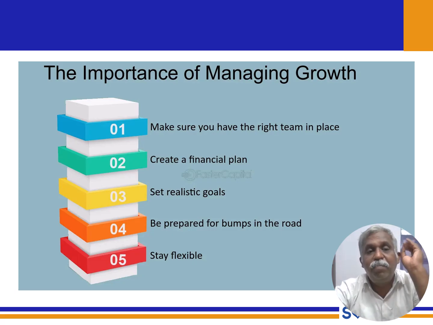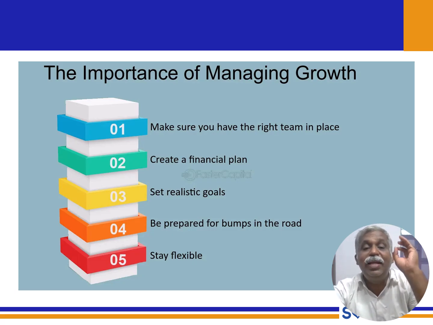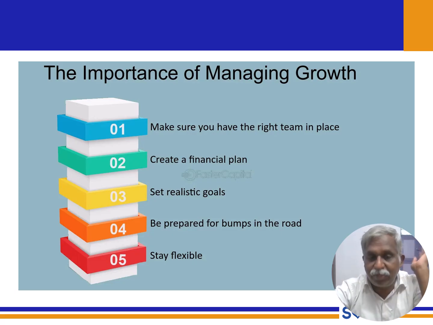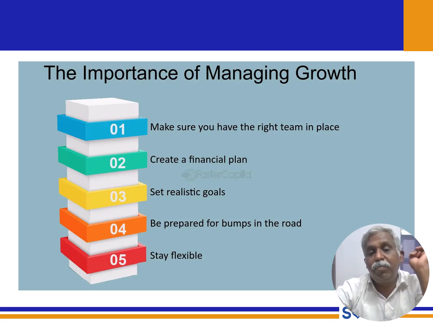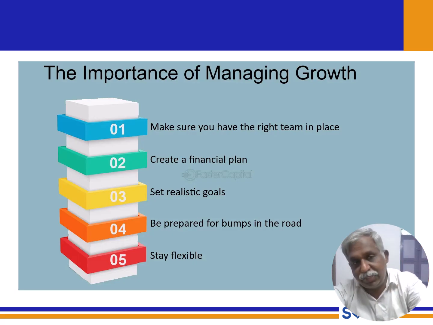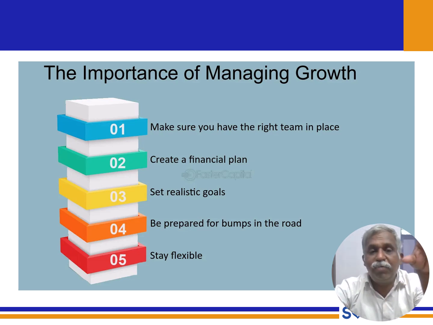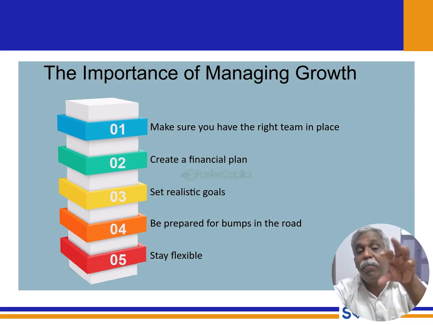First one is to make sure you have the right team in place. In the last discussion we covered the 4 P's: people, place, problem, then profit. Here, make sure you have the right team in place. Then, with the team, are you able to plan according to our goal? So first we have the team in place, then we have a final plan.